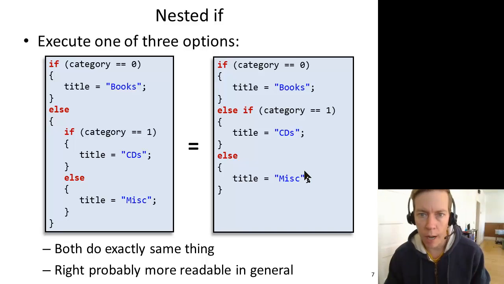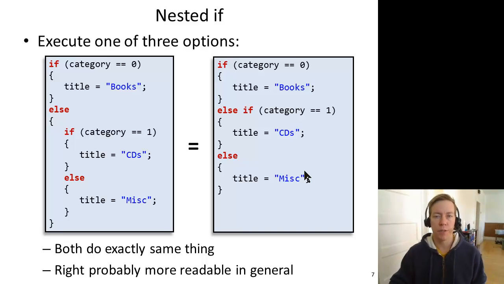Let's say it's a little more complicated. Instead of having just two options, if this, do that, else do something else, what if we have three options? Here's an example. Imagine we have three category codes. We have an integer category, and if it's 0, it's a book. If it's 1, it's a CD. And if it's anything else, we're going to call it miscellaneous. Here are two ways to do the same thing. We're assigning this local variable title equal to books. This is a string variable, and it's assigned to books if the category code was 0.